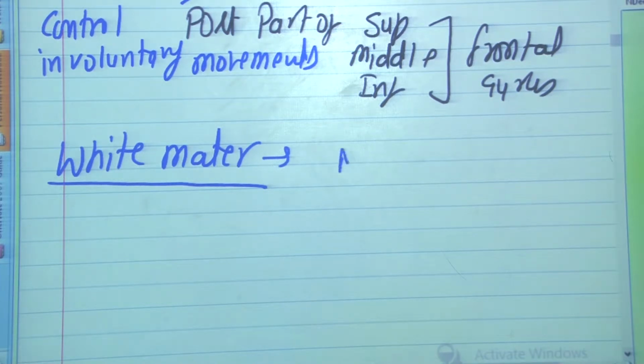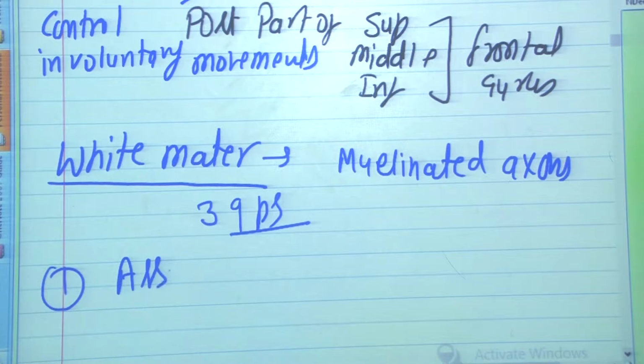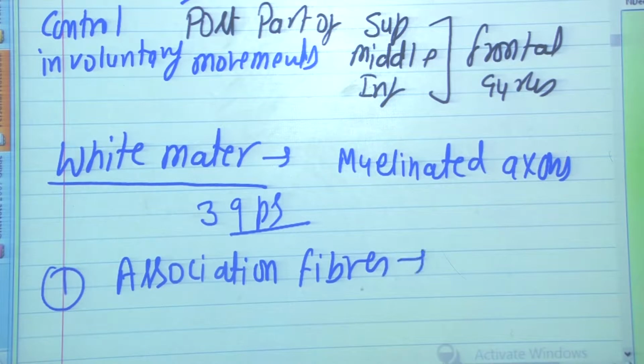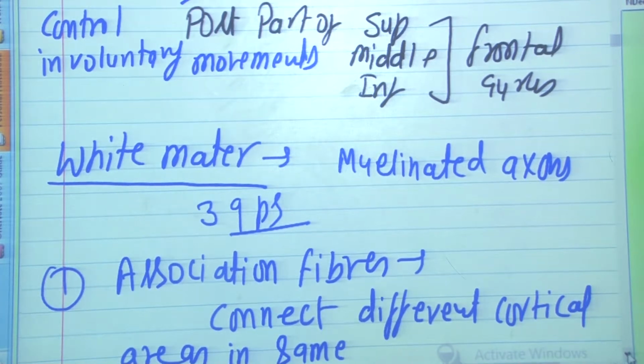White matter contains myelinated axons. As we have discussed earlier, we divide these myelinated fibers into three groups or three subdivisions. First is association fibers. Association fibers connect different cortical areas in the same cerebral hemisphere.